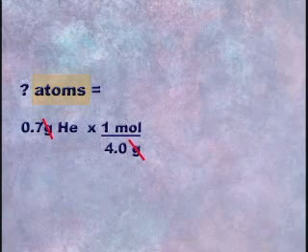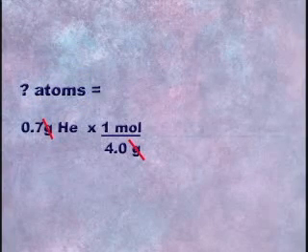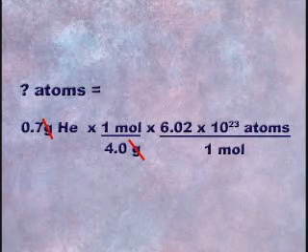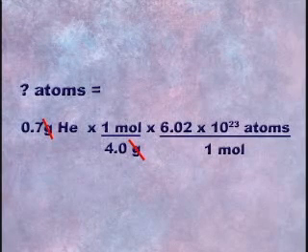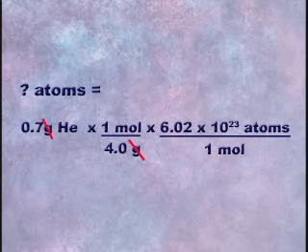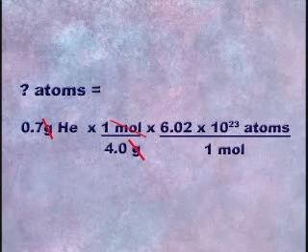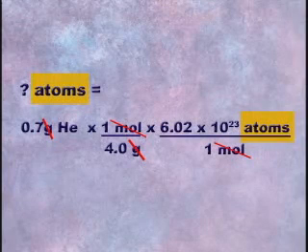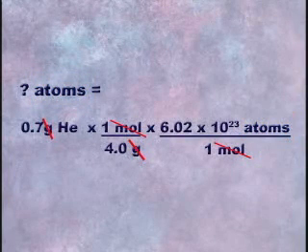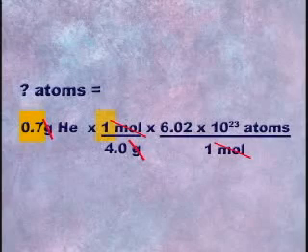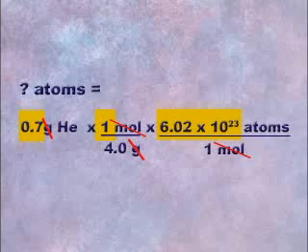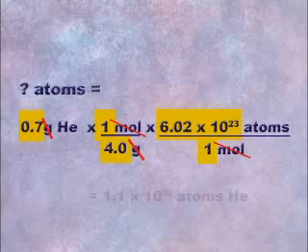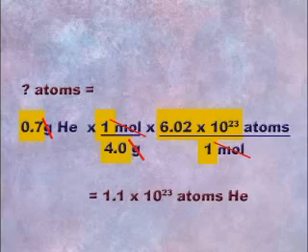We can't stop yet because we're looking for atoms. The conversion factor we know between moles and atoms is that there are 6.02 times 10 to the 23rd atoms in 1 mole. Again, the units tell us what goes on bottom and what goes on top. The moles cancel, leaving us with atoms. Since that is what we're looking for, we just multiply 0.7 times 1 times 6.02 times 10 to the 23rd and then divide by 4.0 to get 1.1 times 10 to the 23rd atoms.